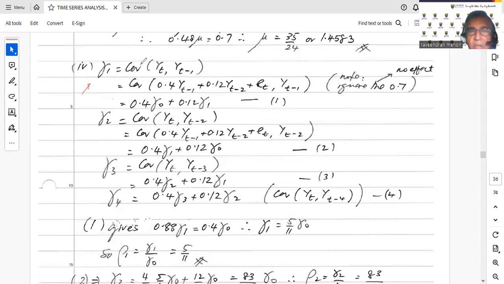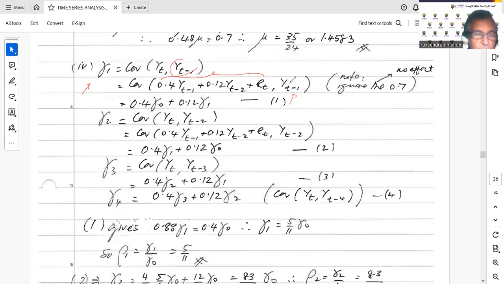Gamma 1 here is the covariance of Yt and Yt minus 1. If you look at the question, I didn't bother writing the 0.7, because it's not going to affect me in any way. So I just wrote 0.4 Yt minus 1 plus 0.12 Yt minus 2 plus Et for the left-hand side. Let me just put a little bracket here. And this one is what you see here.